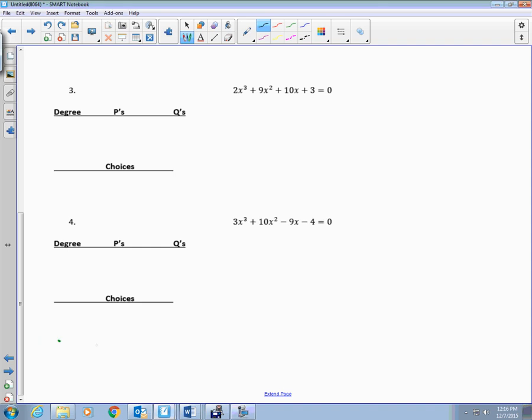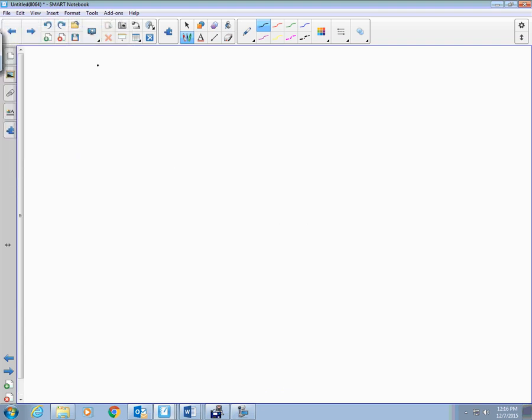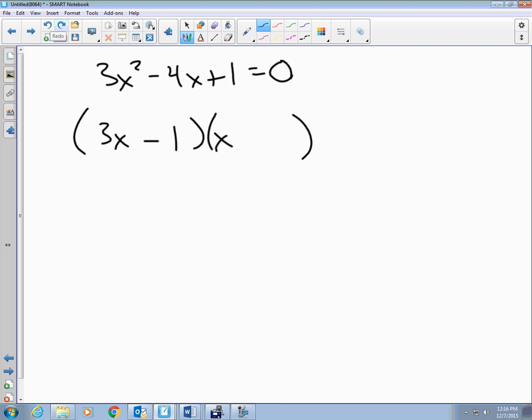The rational roots theorem with example 3 is where we left off. If you remember, we are looking for p's and q's, and this is the big idea. 3x squared minus 4x plus 1 is equal to 0, and that factors to 3x minus 1 and x minus 1. And so the solutions are 1/3 and 1.